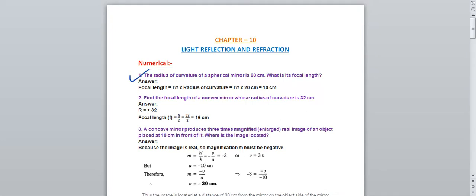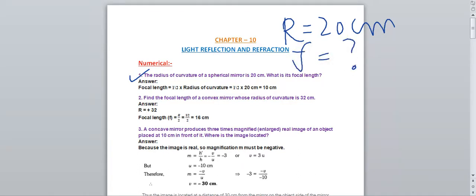Suppose in this question, the radius of curvature, that is r, is given as 20 centimeter. We will write that first. After that, we will see what is asked in the question. What is the focal length? f is equal to how much? That we have to calculate.